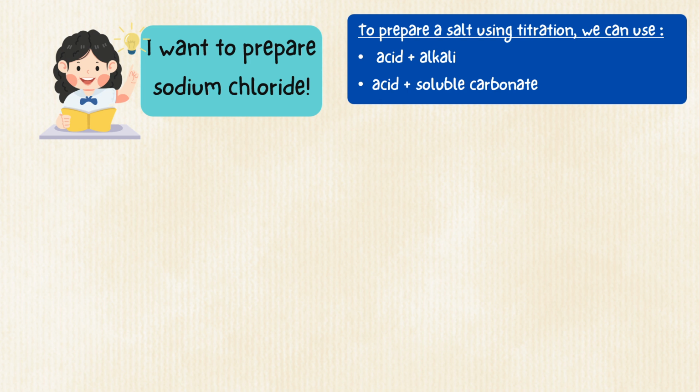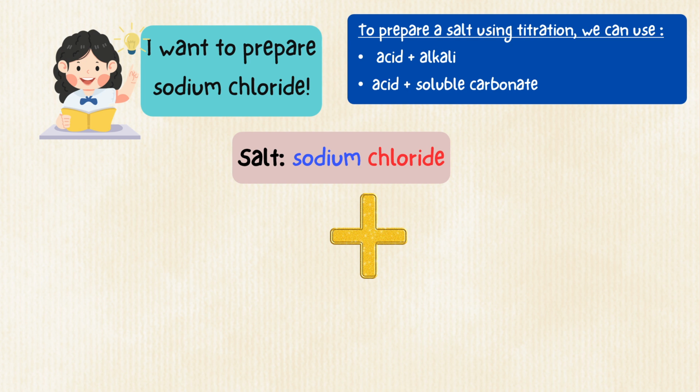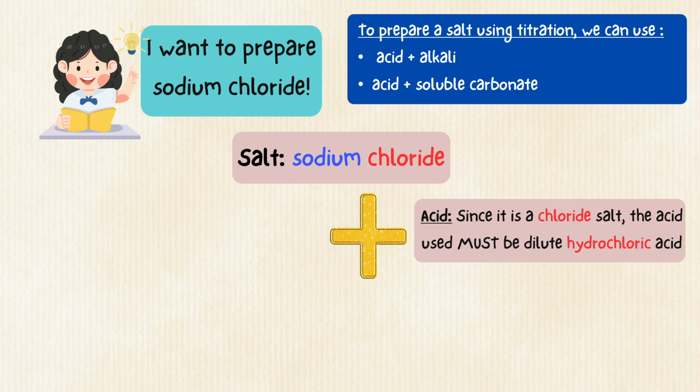So which acid should we use? Which alkali should we use? So if it is sodium chloride, let's take a look at the acid first. The acid that we'll be using to prepare sodium chloride must contain chloride ions. So there's only one acid that has chloride ions, and that would be hydrochloric acid. So the acid that we use must be dilute hydrochloric acid. So hydrochloric acid gives us chloride ions.